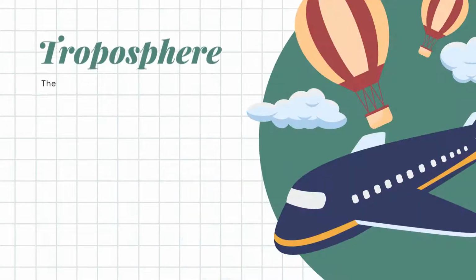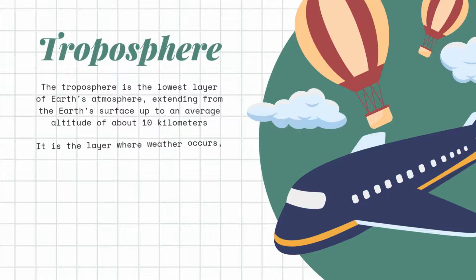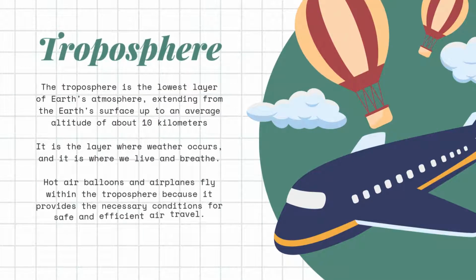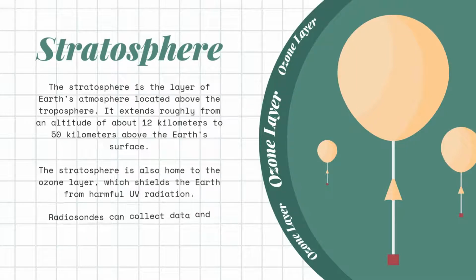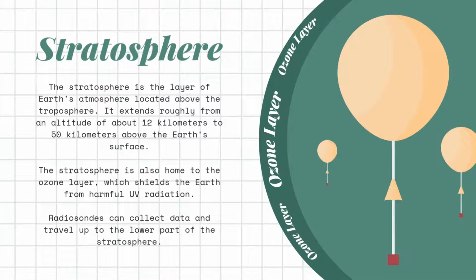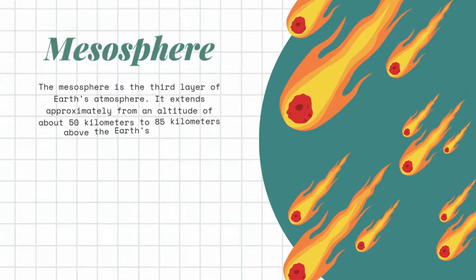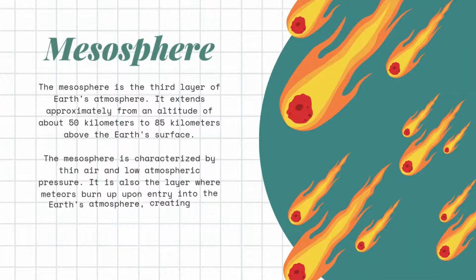The first layer of the atmosphere closest to the Earth is called the troposphere, and it starts at ground level and goes up about 10 kilometers in altitude, which is the average height of an airplane. Above the troposphere, you have the stratosphere, which goes from about 10 kilometers to 50 kilometers and is mostly composed of the Earth's ozone layer. And then we have the mesosphere, which is from 50 kilometers to 80 kilometers in altitude.